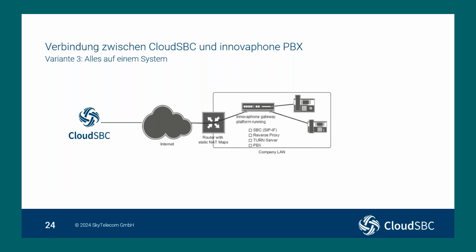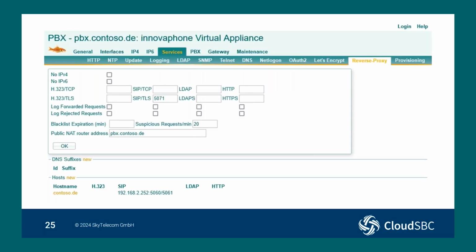You would find many more informations about this in the Innovaphone wiki if you're interested, but you need to know each scenario is possible and does not need even a separate license. In the reverse proxy, for those who are interested in, you would see we use a SIP TLS connection, which means the signaling is encrypted.